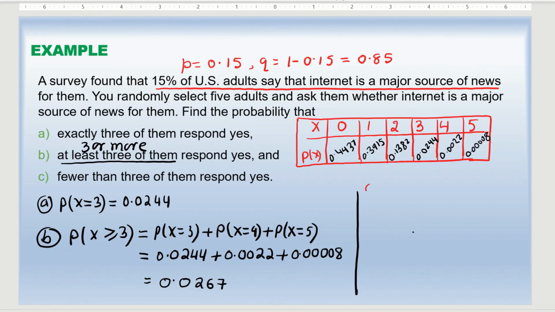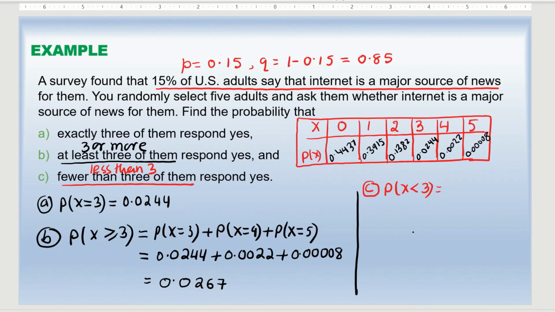Now let's look at part C. In part C, we have to find the probability that fewer than 3. When we say fewer than 3, the meaning of that is less than 3. So probability that x is less than 3. When I say less than 3, that is 0, 1, and 2.